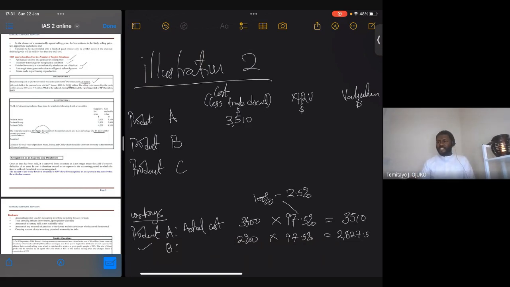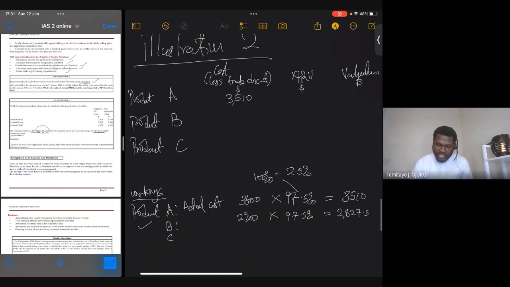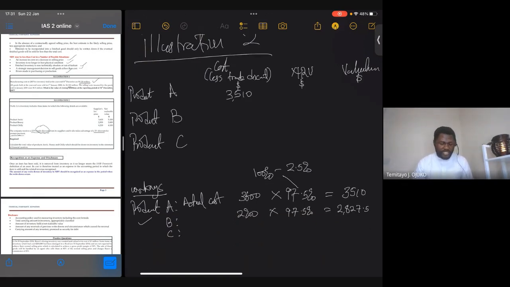Now, what is the next thing that we do? We do that of what? Product C. Product C is 4,200 times 97.5%, since they get 2.5% discount on all of their products. So we are going to keep doing that. 4,095. That is 97.5%. That gives us what? 3,992.6. Right?